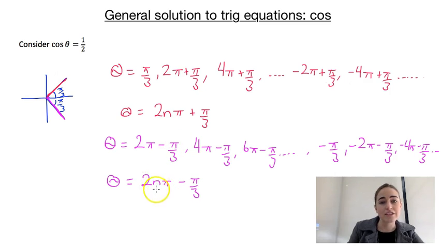So that n is still any integer, either positive or negative, and that will get us all of these solutions. So if we want to combine these two general solutions into one answer, we could write it as theta equals 2n pi plus or minus pi on 3 for this equation.